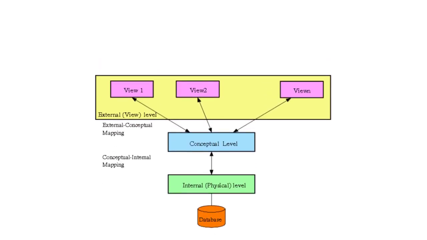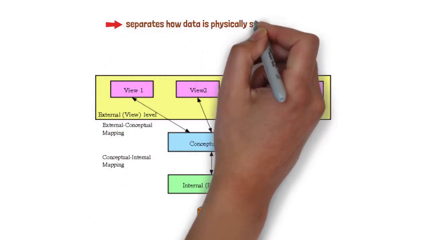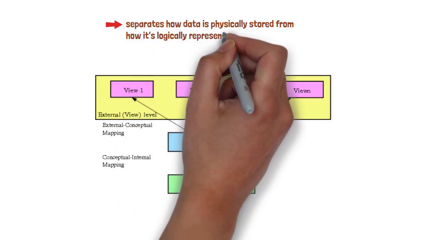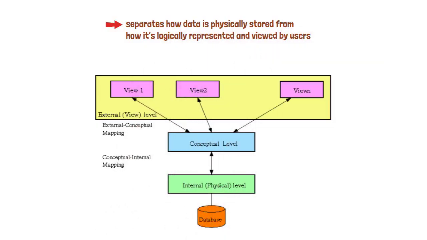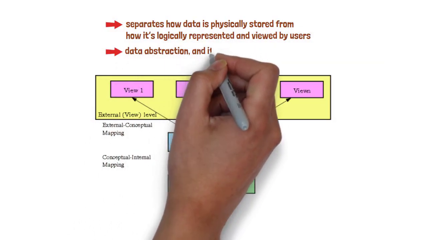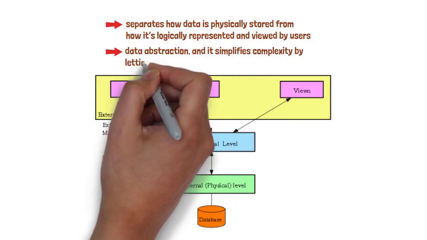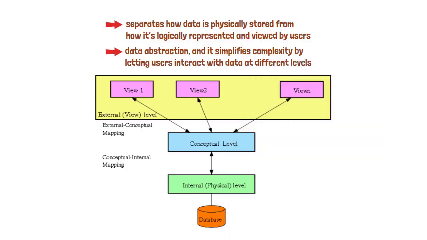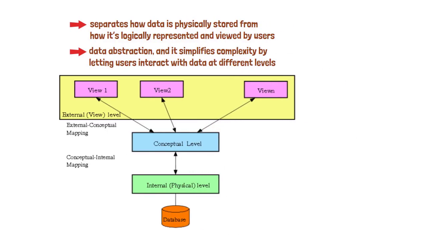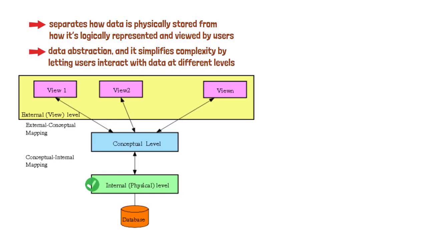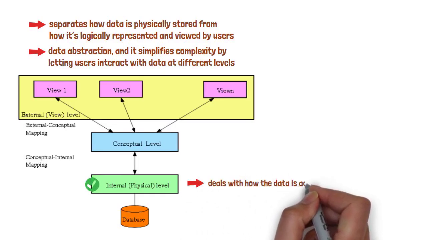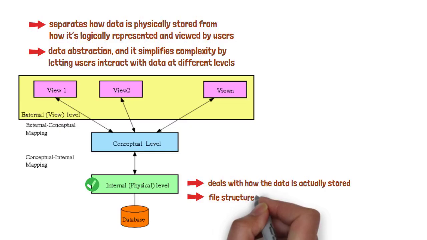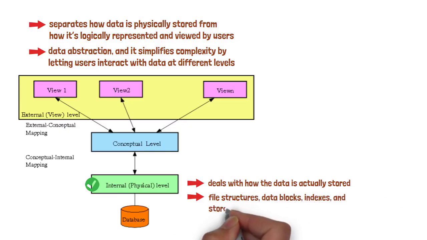Most DBMSs follow a three-level architecture that separates how data is physically stored from how it's logically represented and viewed by users. This concept is called data abstraction, and it simplifies complexity by letting users interact with data at different levels. At the lowest level, we have the internal level, also known as the physical level. It deals with how data is actually stored, the file structures, data blocks, indexes, and storage paths on the disk.